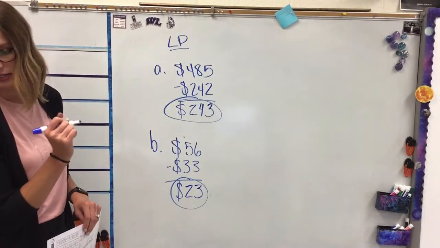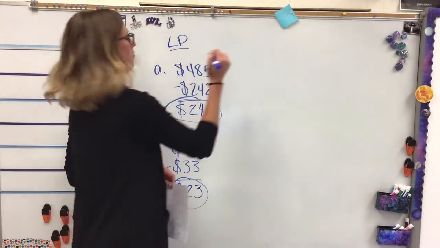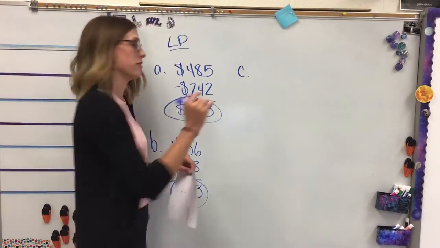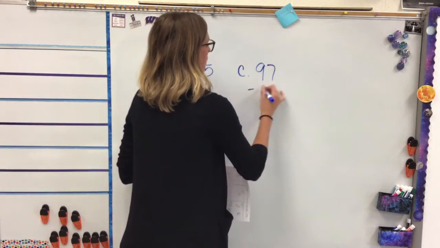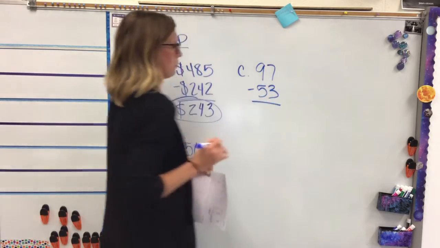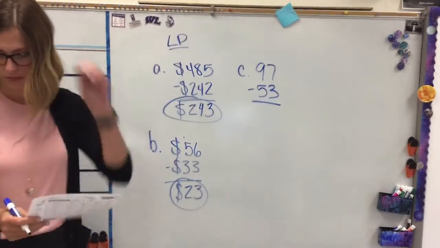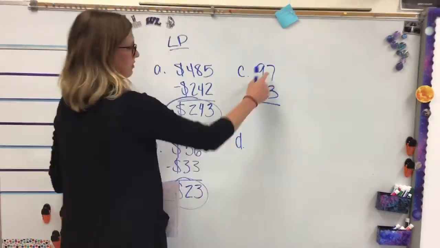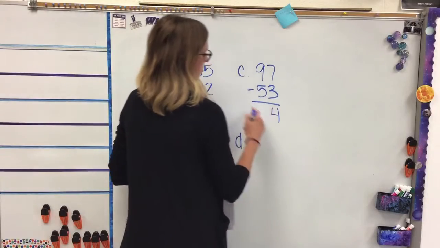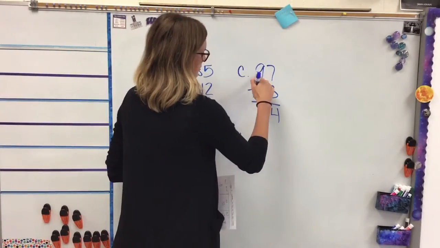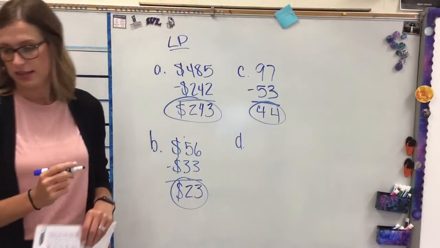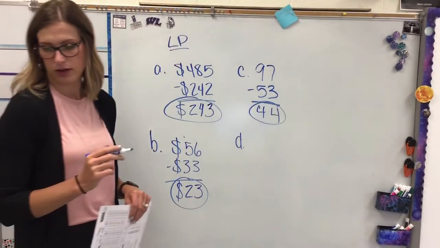Excellent. C says subtract 53 from 97. So the 97 actually has to go first because we have to subtract 53 from it. So 97 minus 53. Go ahead and do that one by yourself. Hopefully you did 7 minus 3 is 4. 9 minus 5 is 4. So you get 44.